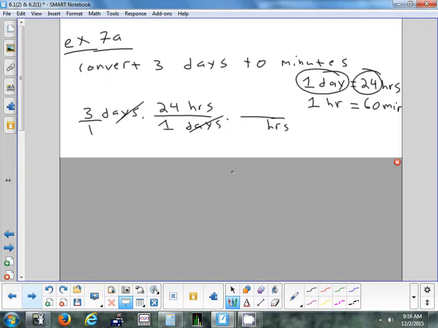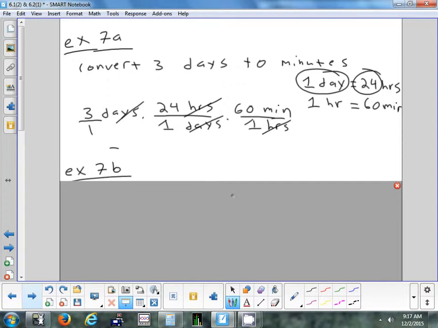Okay, so that means minutes is going to go in the top. Now we need the conversion between hours and minutes. So we look it up. 1 hour, 60 minutes. Hours in the bottom, hours in the top. And now our last step, look at your units. All you're left with is minutes, and that's what they wanted.